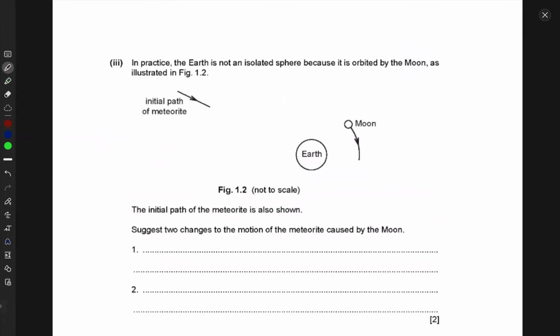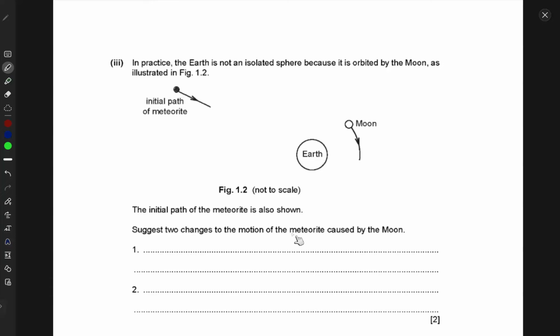And here we have that in practice, the Earth is not an isolated sphere. That's true, because it is orbited by the moon, as illustrated like this. So of course, there is this moon which orbits the Earth. That means the Earth is not just isolated, it will also experience the force of gravity due to this moon. The initial path of the meteorite is also shown. Here they're showing you that this meteorite moves like this, towards the Earth. Suggest two changes to the motion of the meteorite caused by the moon.